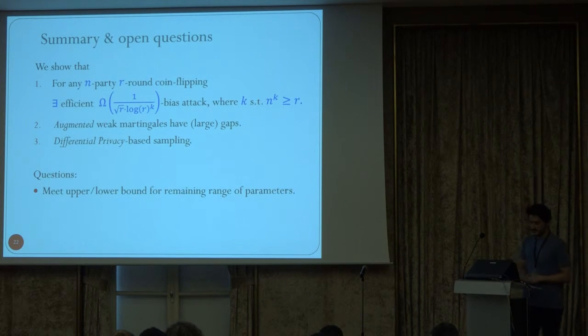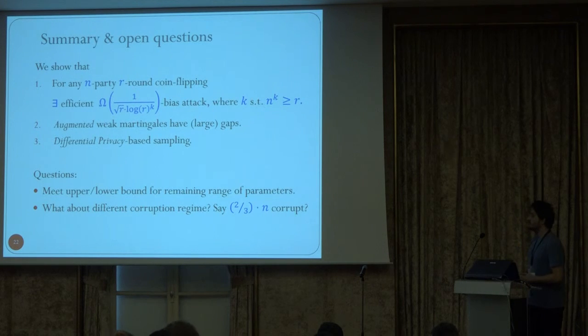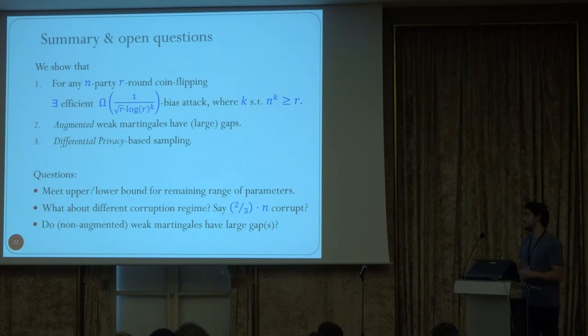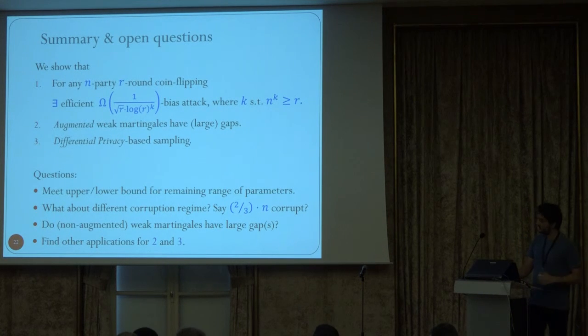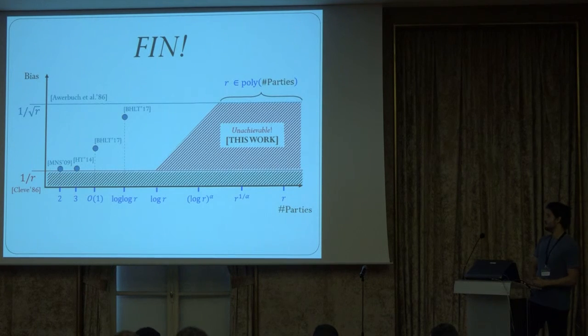Can we meet the upper or lower bound for the remaining range of parameters? What can we say about different corruption regimes? In our case, we're looking at n minus little o of n corruption, so almost everyone. But what can we say about 2/3 corrupt, for example? What about simply weak martingales, non-augmented? Do they have large gaps? And finally, can we find other applications for 2 and 3, the weak martingales and the sampling technique? Thank you.